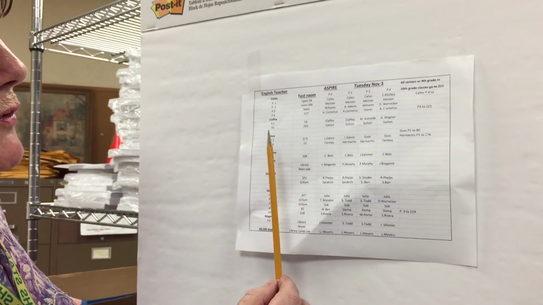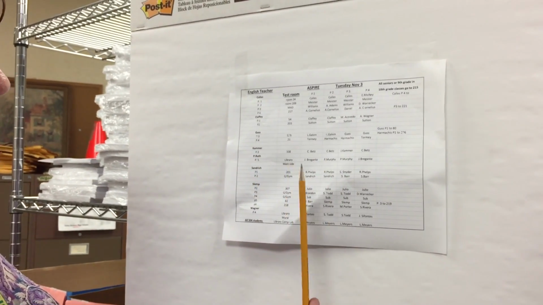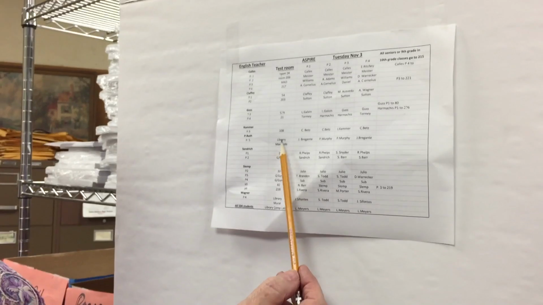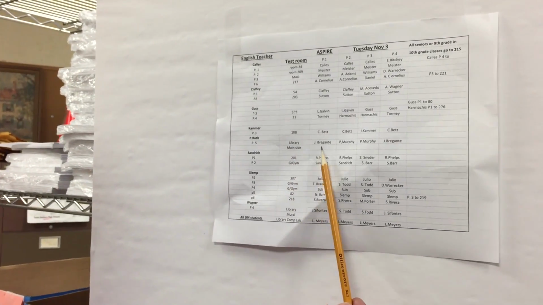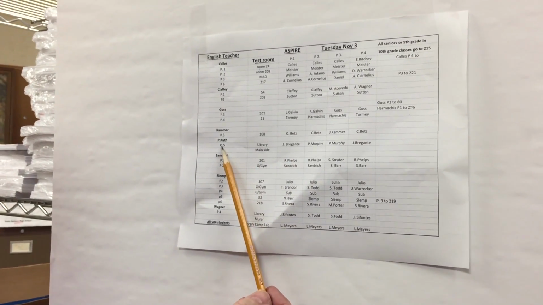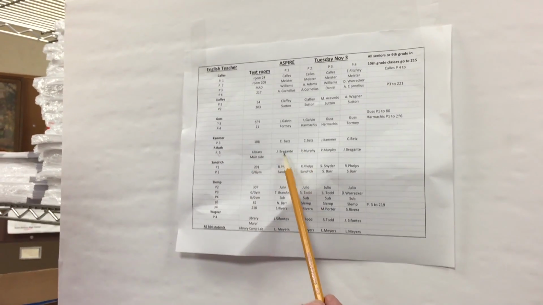So I want you to understand where you are in reference to this chart. So if you're down here and you're working in, let's say, the library, you're on the main side of the library, and you're going to be proctoring period 5 for Miss Ruth, and these are the proctors for that session.